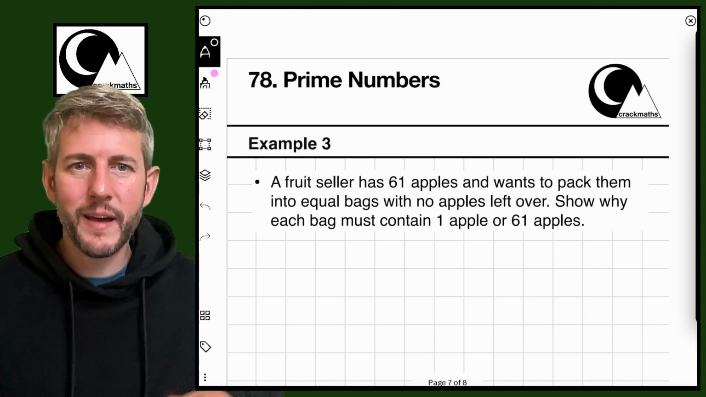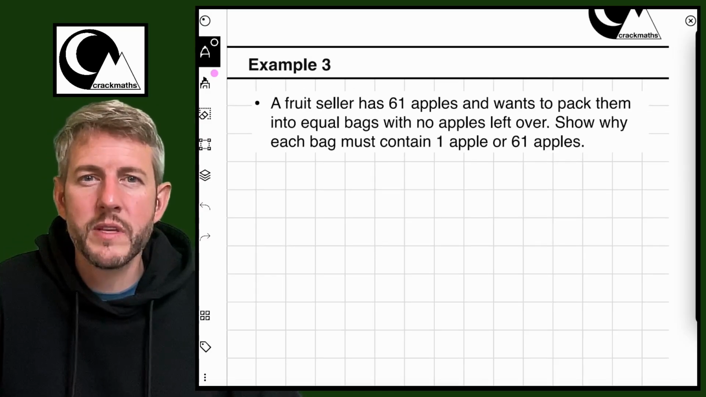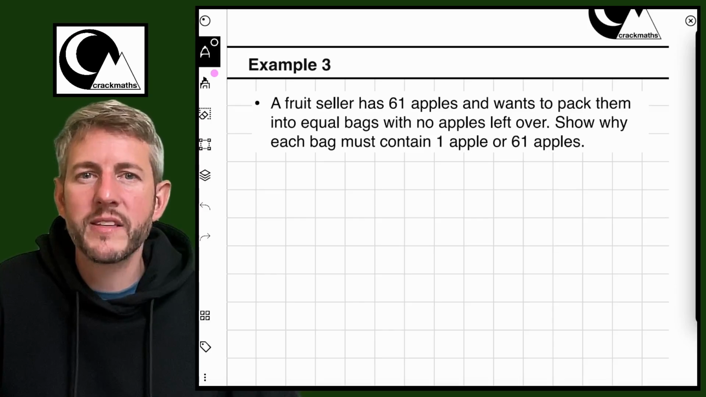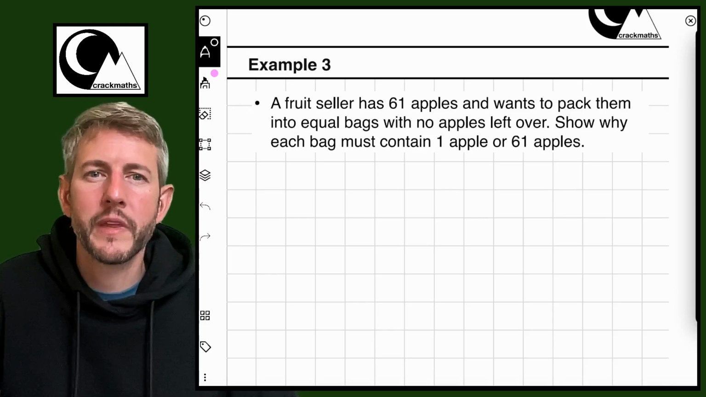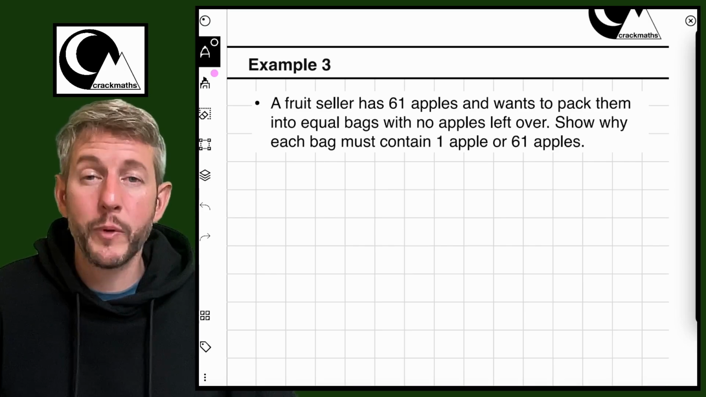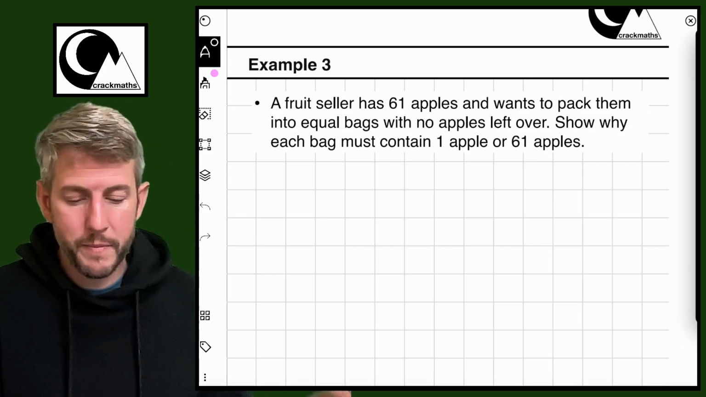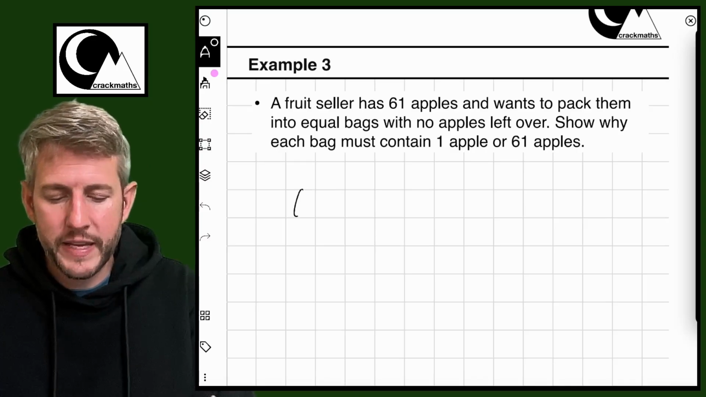Okay, let's look at example 3. Example 3 says, a fruit seller has 61 apples and wants to pack them into equal bags with no apples left over. Show why each bag must contain 1 apple or 61 apples. Well, in other words, they're asking us to show that it's prime. So let's do the same thing again.